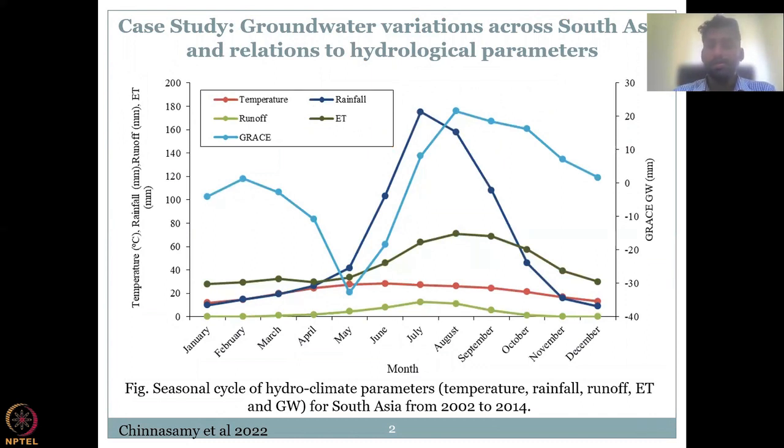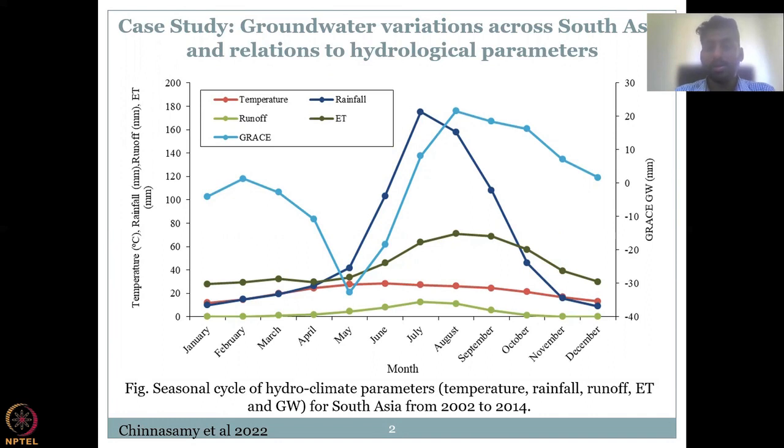In this case study by Chinnaswamy et al. 2022, groundwater variations across South Asian regions were analyzed. As we discussed in the previous lectures, the Asian countries have been known for exporting agricultural products, and they are considered to be the food bowl for the other regions also. Basically, extracting a lot of groundwater, conducting a lot of agricultural activities, and then exporting the product. On this note, eventually the groundwater would be extracted a lot in these regions.